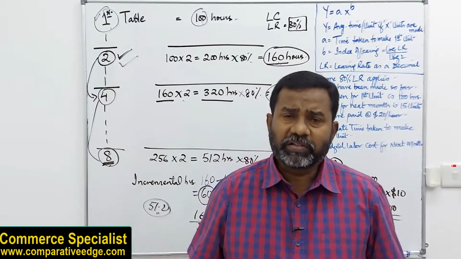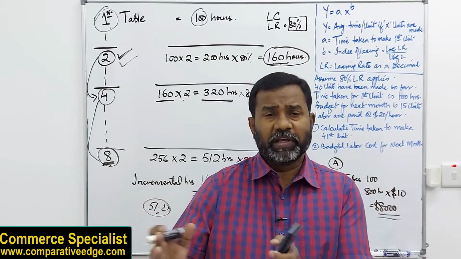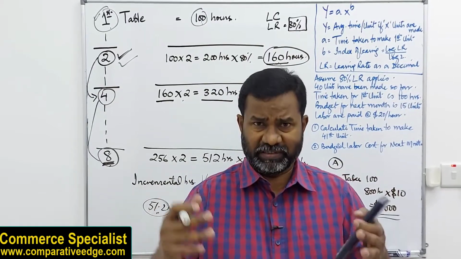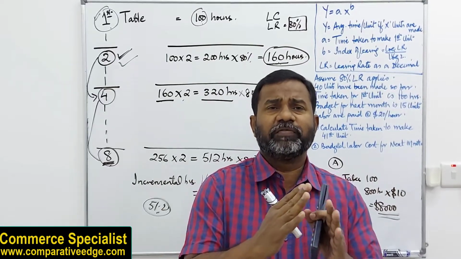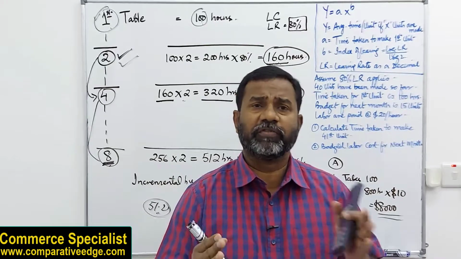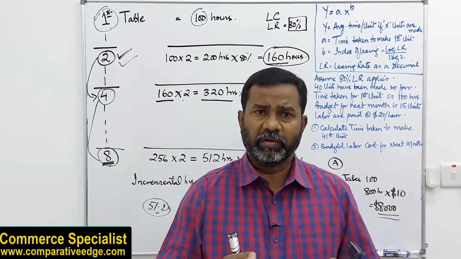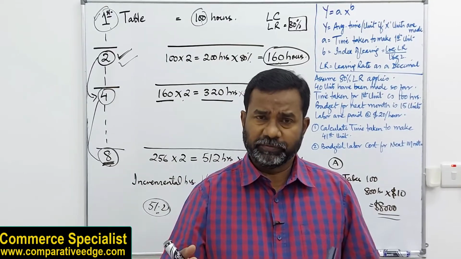Now, one thing you need to understand specifically for CMA, I will talk about the ACCA F5 paper also in a while in the same video. For CMA, normally learning curves would be somewhere between 50 to 100%. It will not be more than 100%, it will not be less than 50%, something in between. And most of the time it's given to you in the exam, how much is the learning curve.